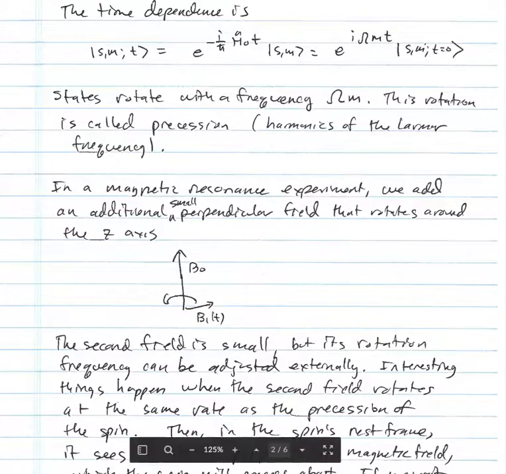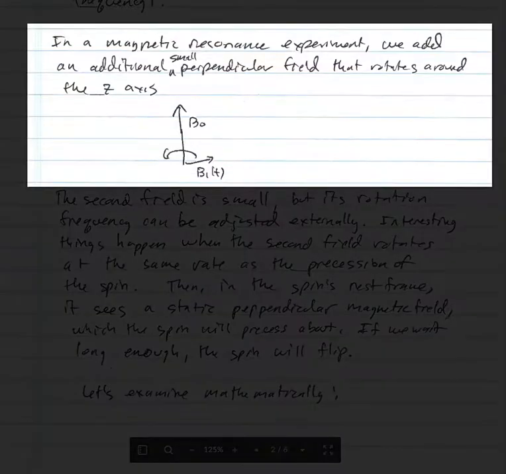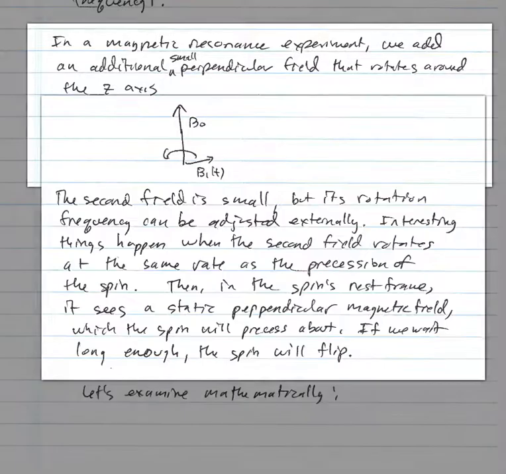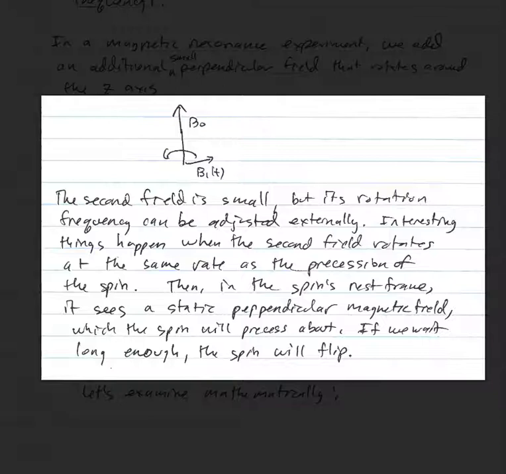Okay, as I had mentioned before, many time-dependent problems that we care about are problems where we take a time-independent H0 and we add on a time-dependent field. So in a magnetic resonance experiment, we add an additional small perpendicular field that rotates around the z-axis. We're going to call that B1 of t, and it's rotating. So it's in the xy plane, and the direction of the magnetic field is changing as a function of time in a steady fashion, in a steady oscillation as it rotates around in the xy plane. We assume that the second field is small, but its rotation frequency can be adjusted externally.